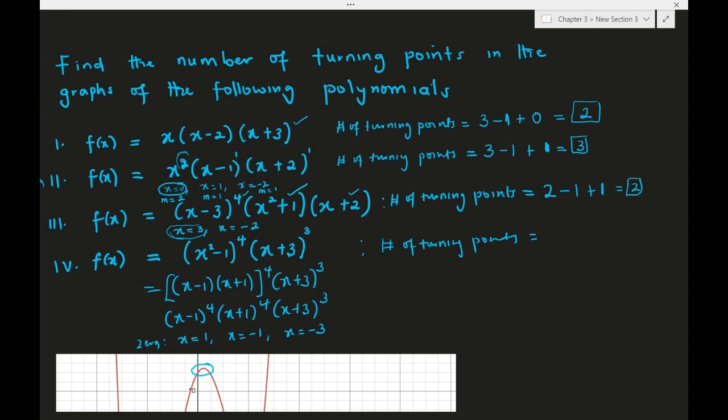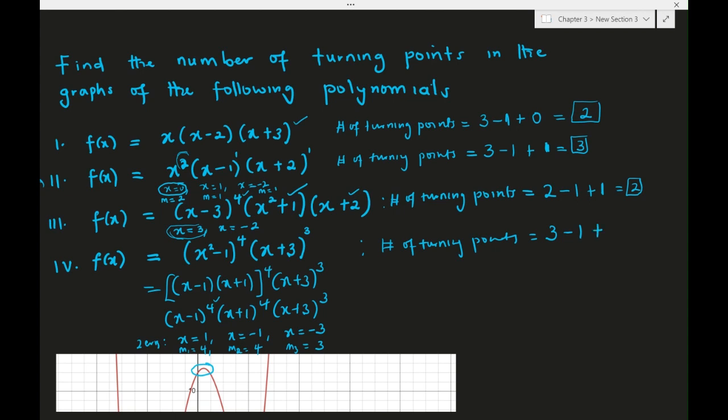Now, what is the multiplicity? For x equals 1, the multiplicity, which I can call m1, is what? Is the power here, which is 4. For x equals minus 1, the multiplicity is also what? 4. But for this one, the multiplicity is 3. So here, first of all, the number of real zeros, how many real zeros? You have 3. Then minus 1.